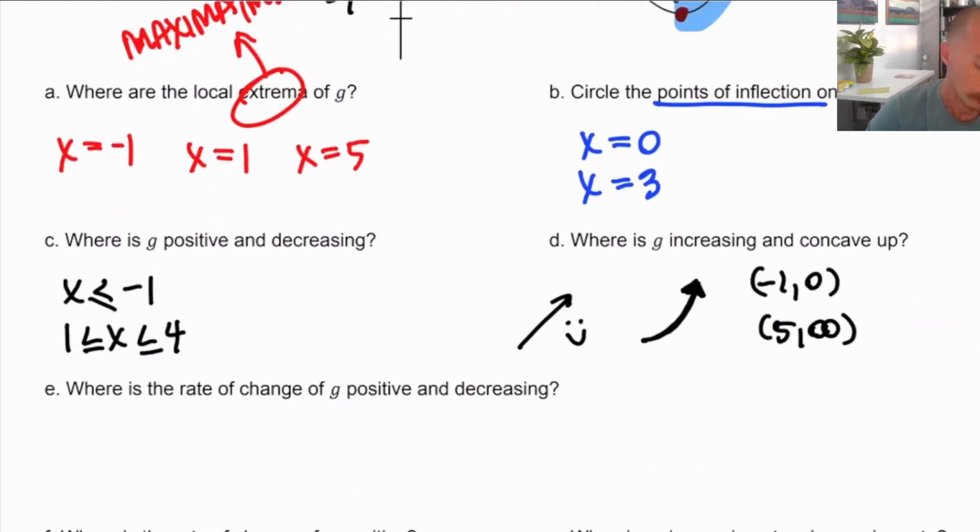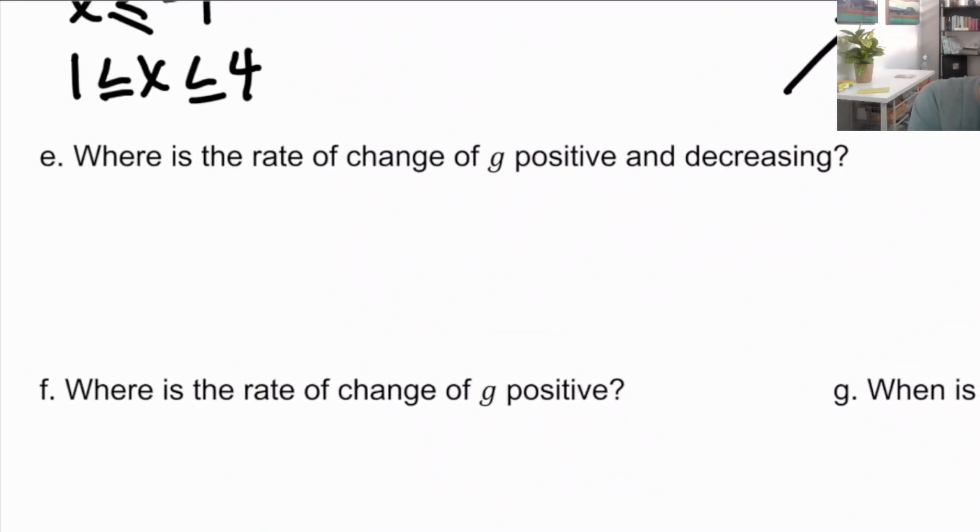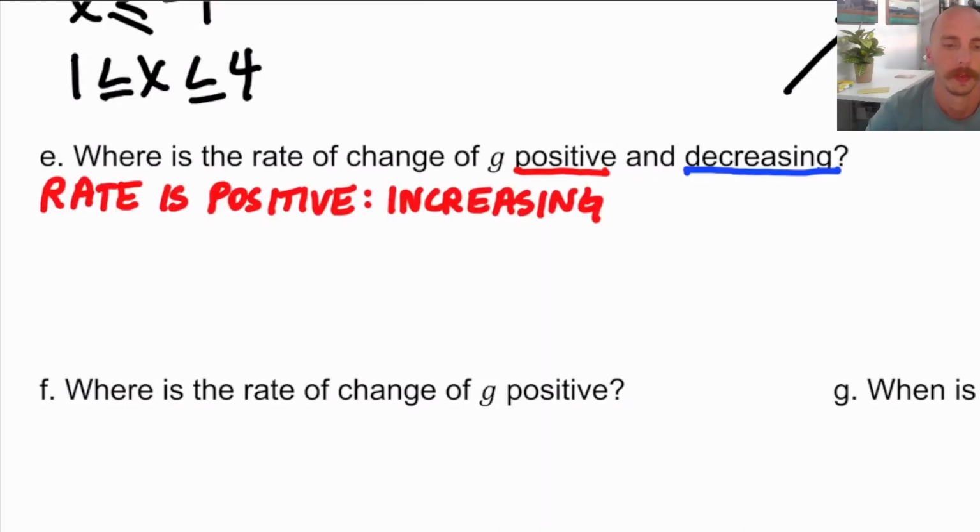All right, now where's the rate of change of g positive and decreasing? This is where we have to be careful. This is the type of one that I know y'all are needing support on. Okay, so what we're going to do is we're going to unpack the sentence like it's a literature class. So rate of change of g is positive. That's where the function's increasing.